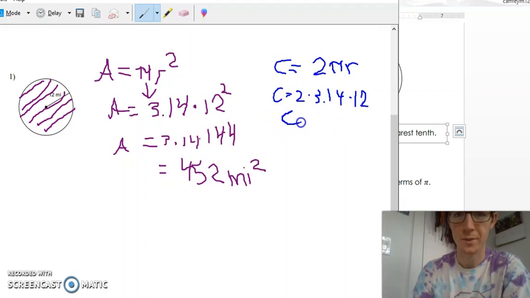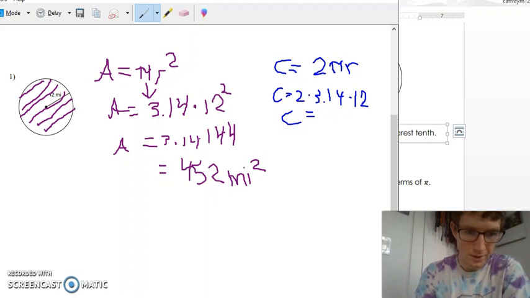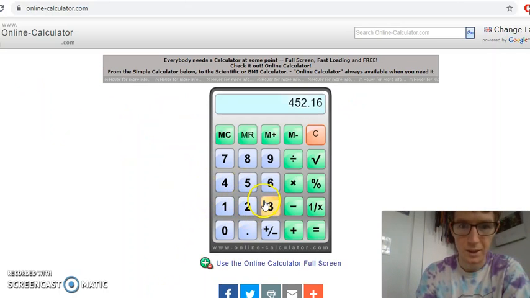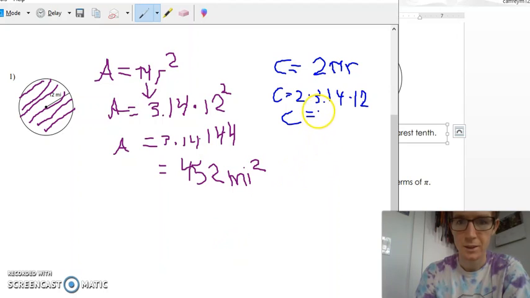So let's just punch that in a calculator. Let me see. 2 times 3.14 times 12. And that'll give us 75.36. So I'm just going to call it 75. If our radius is in miles, our circumference will also be in miles.